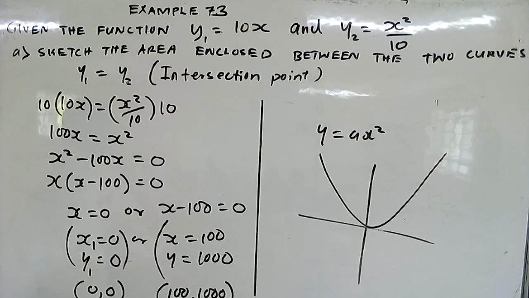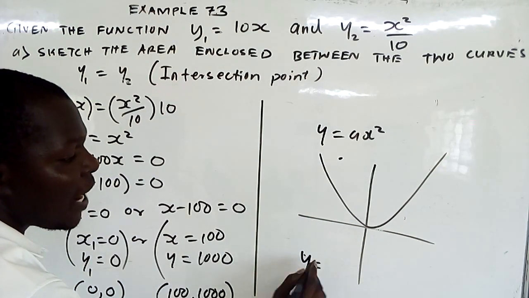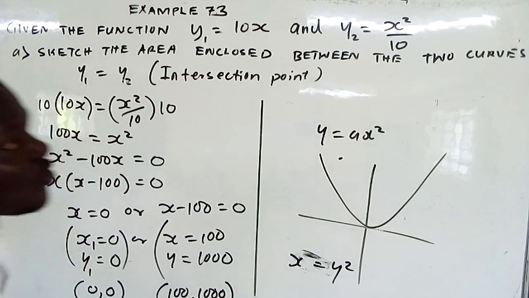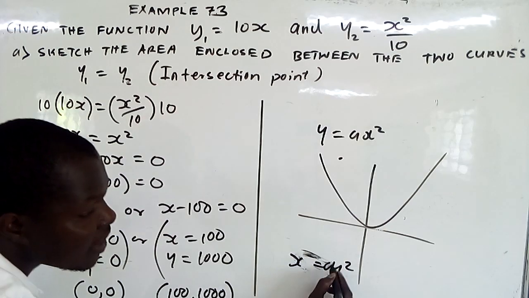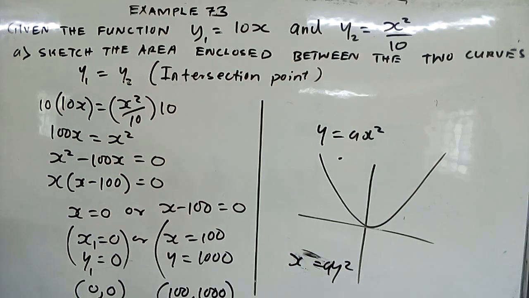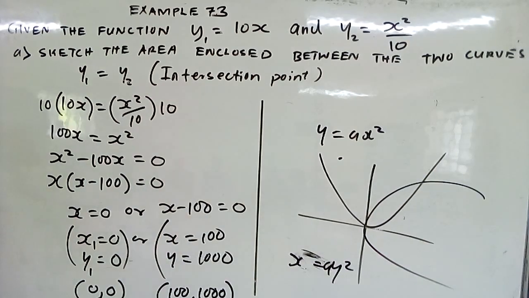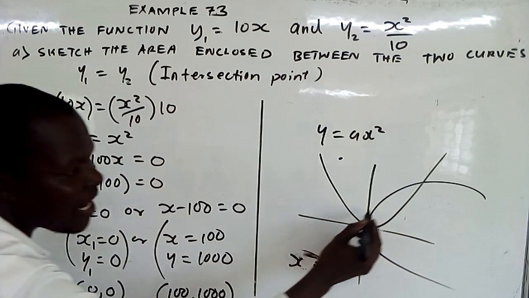Are we together? Then if you have a parabola when x is equal to ay squared, it means when you look for the square root on both sides, all x values are positive, isn't it? So it is a parabola curving like that. Have you seen that? Are we together? So if you add these two parabolas, they are like this.